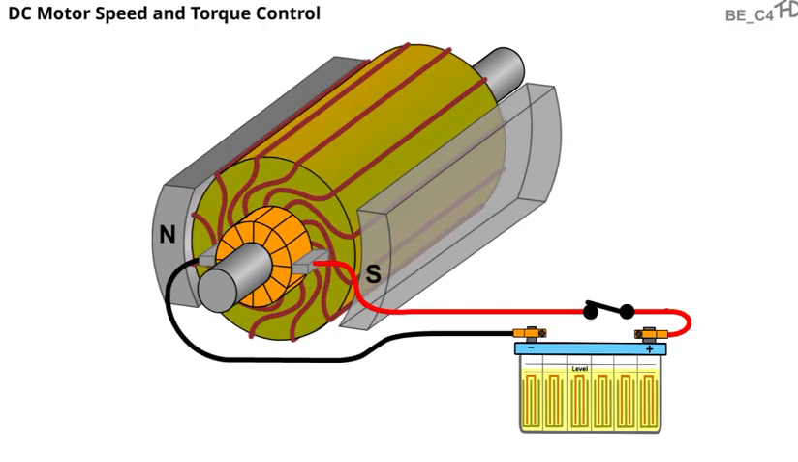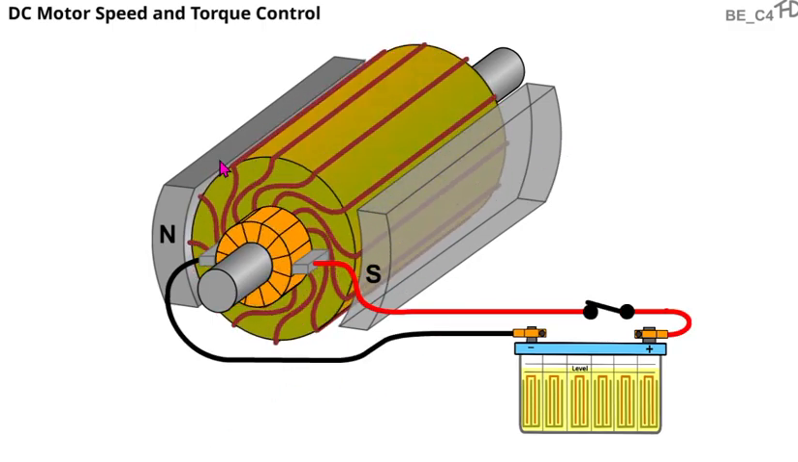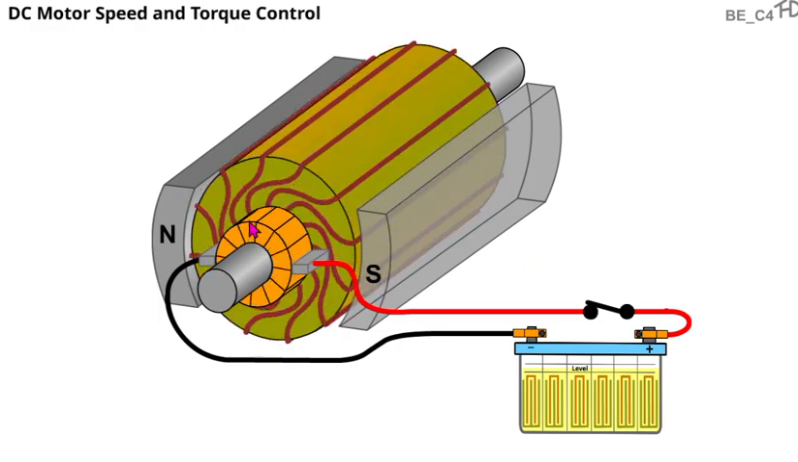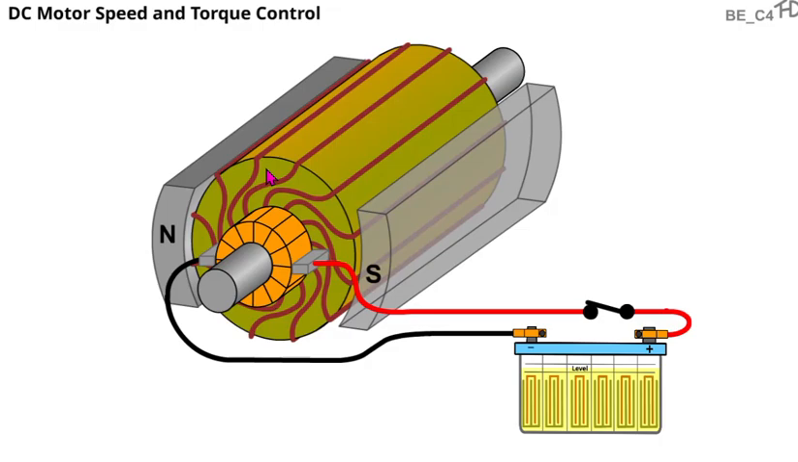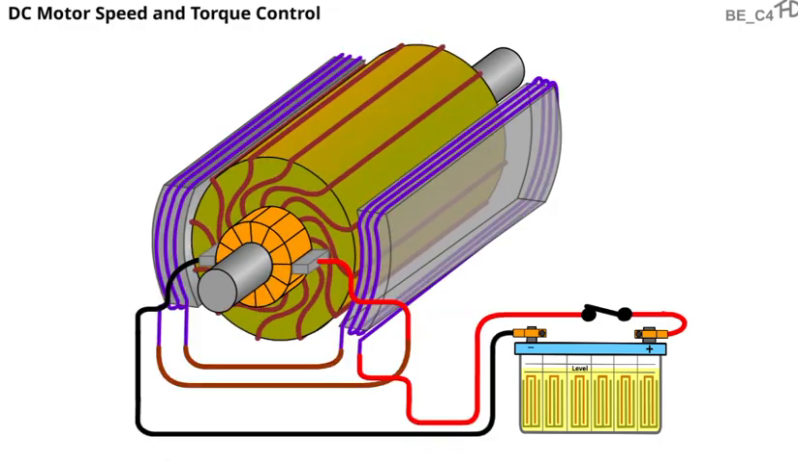And then we'll have a quick look at the different types of fields. So here's our permanent magnet. We're only supplying electrical current through the armature to get this to spin, because these always have a magnetic field because they're permanent magnets.